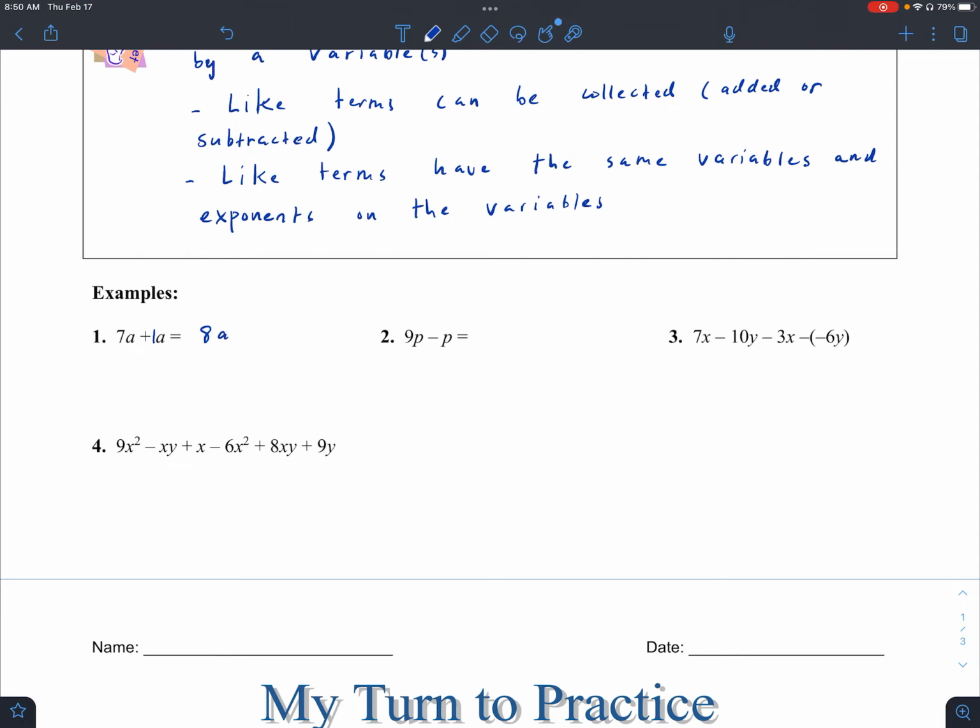So those two terms are like terms. They have the same variable, a, and the exponent on that variable is, well, 1. They have the same exponent. So we can just collect them, which means we can add the coefficients, 7 plus 1, to give us 8. And we also write the a. All right, 9p minus p. In this case, there is a 1 in front of the p, and we're subtracting. So we just subtract the coefficients, the numbers in front of the variables. So we're going to get 8p.